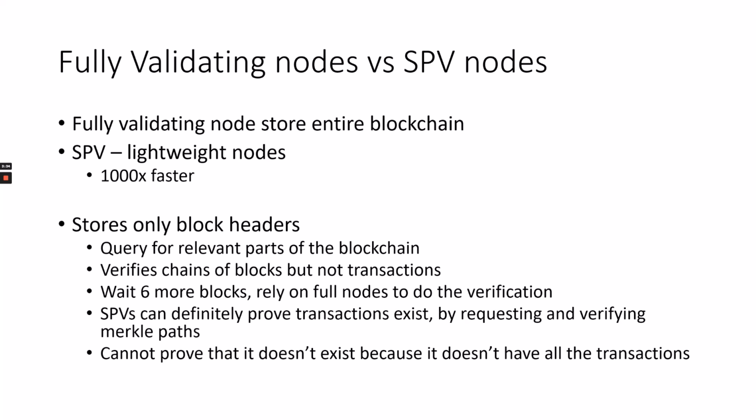What you can't do is prove that something doesn't exist because you don't have all the transactions. So there's no way to say that a specific transaction isn't part of it without basically looking for every single transaction. Since you don't have all the transactions, you can't say a transaction doesn't exist. But given an authenticating path, SPVs can definitely prove that transactions are a part of it. It just can't prove that a transaction isn't.